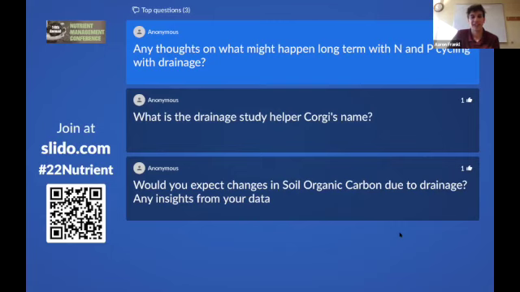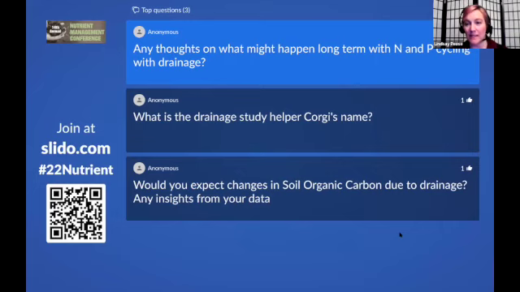Phosphorus, Lindsay, that's all yours. Sure. With phosphorus, I'm really curious how these potential changes that we see in carbon and nitrogen might in some ways affect the phosphorus availability too. The three nutrients interacting with one another hasn't been looked at a whole lot, but since we're collecting the data, it would be great to take a look at.